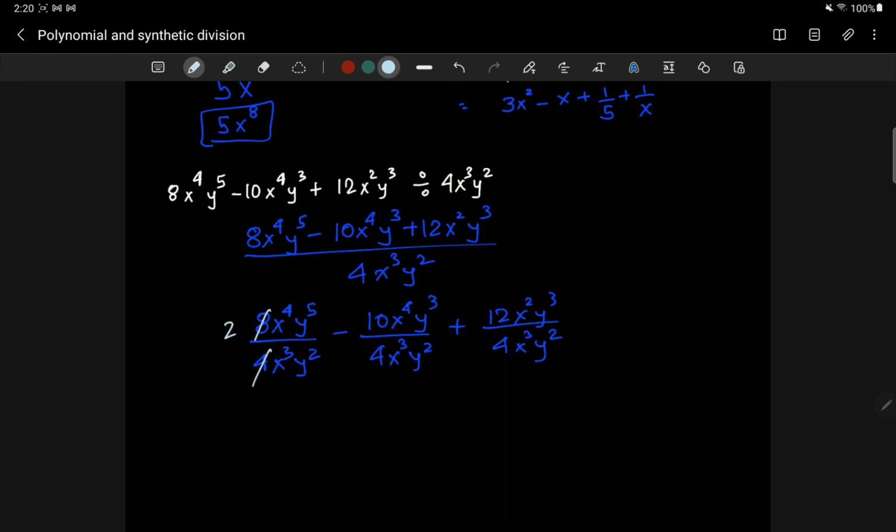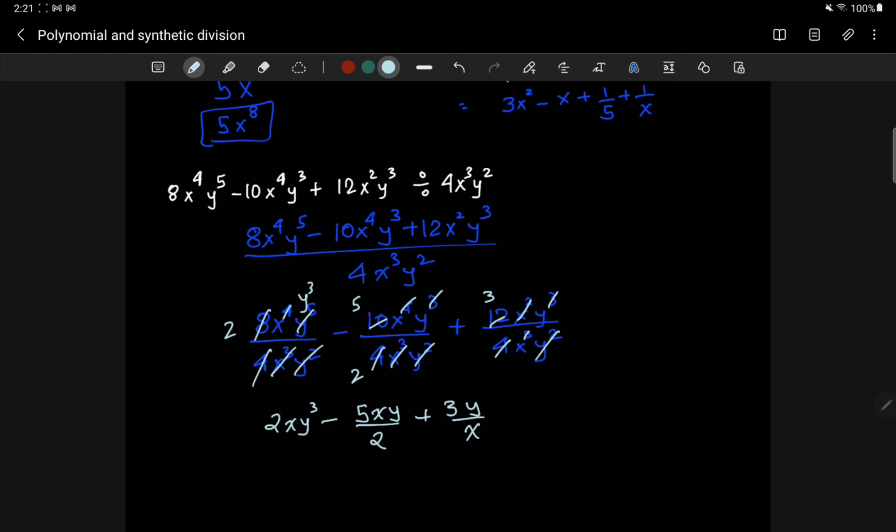4 goes into 8 2 times. x to the 4 over x cubed gives me 1x. y to the 5 over y squared gives me y cubed. For the second term, 4 into 10 gives 5 over 2, x cubed over x gives x, y squared over y gives y. 4 goes into 12 3 times, x squared over x cubed gives 1 over x, and y. So we end up with 2xy cubed minus 5xy over 2 plus 3y over x.